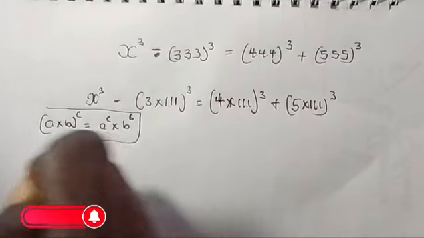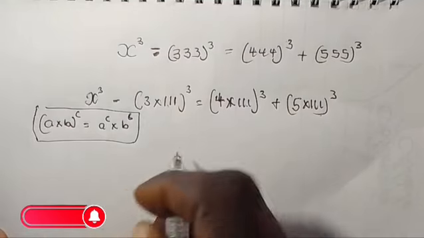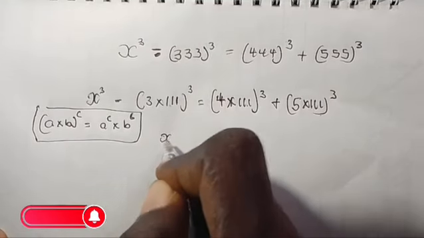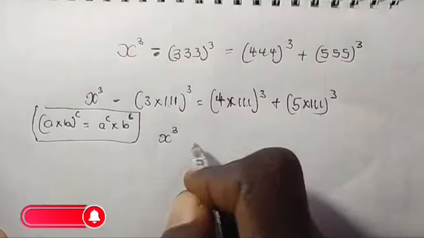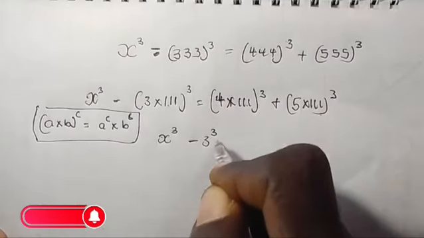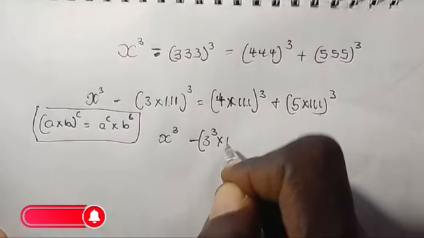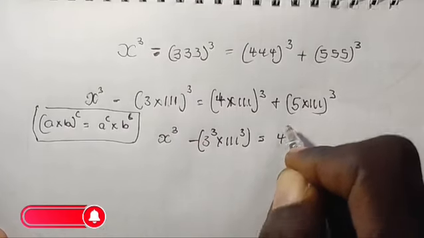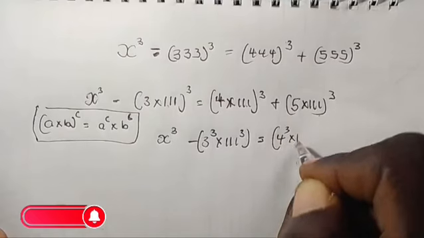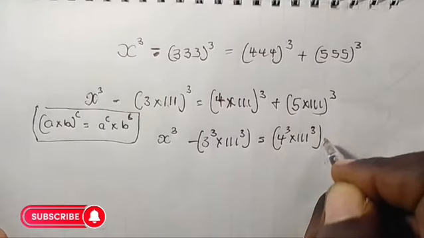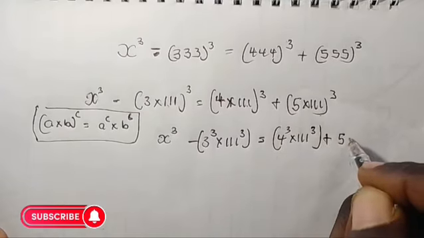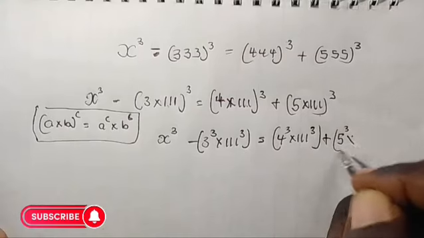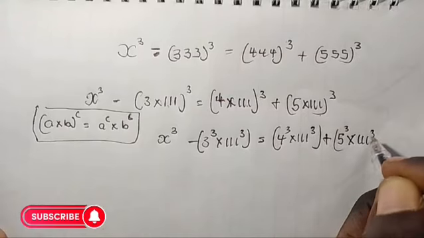So knowing this indices property, we can write this as s raised to the power of 3 minus 3 raised to the power of 3 multiplied by 111 raised to the power of 3 is equal to 4 raised to the power of 3 multiplied by 111 raised to the power of 3. Here also 5 raised to the power of 3, multiplied by 111 raised to the power of 3.